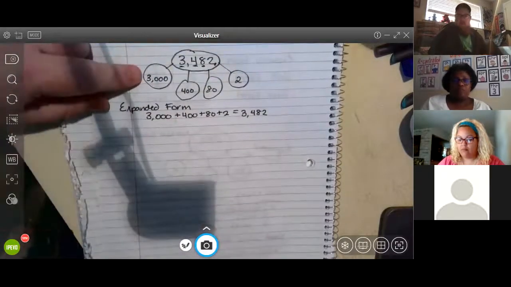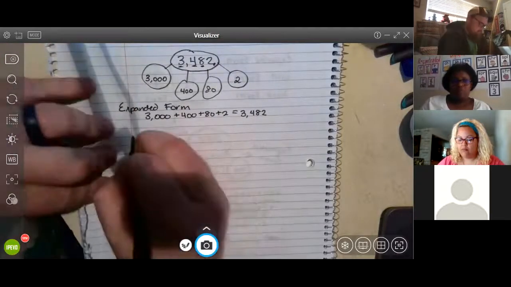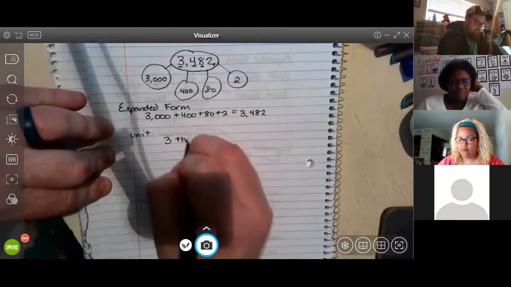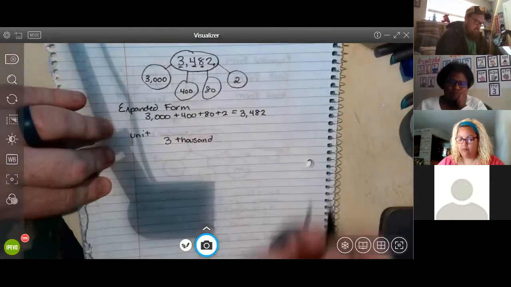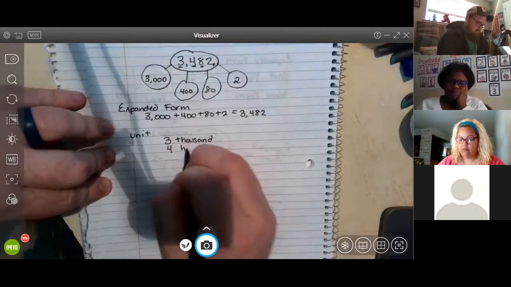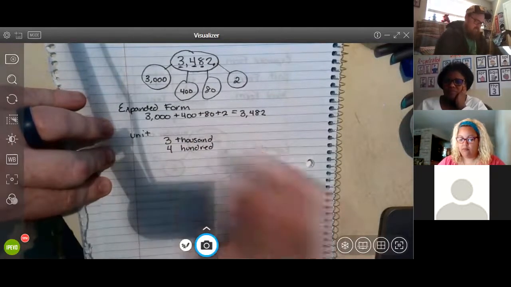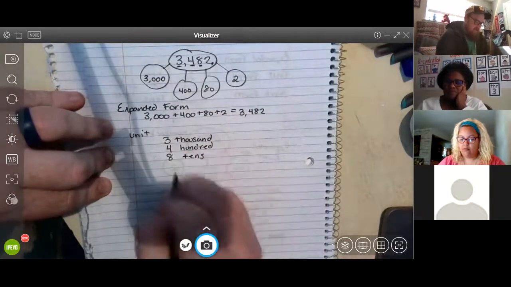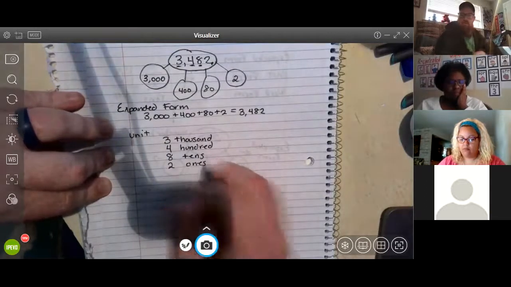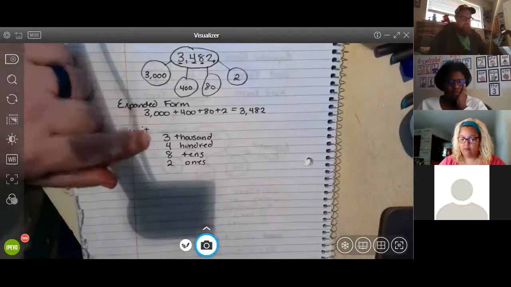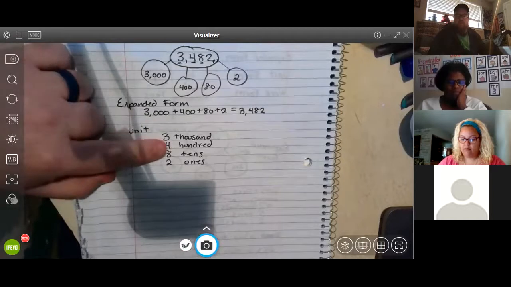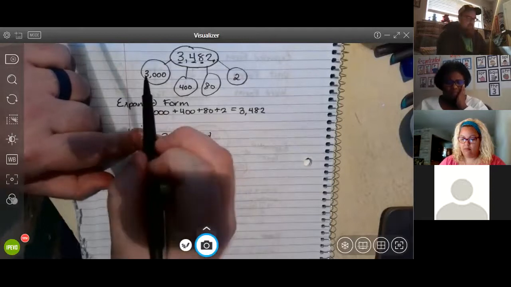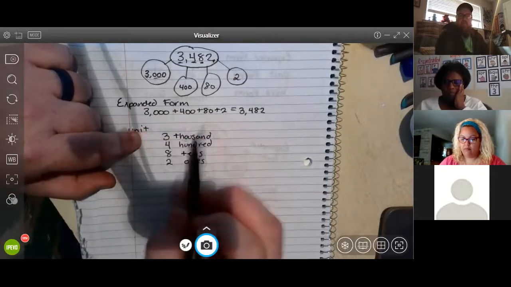Now we're going to take our expanded form and make our unit form. So that would be 3 thousands, 4 hundreds, 8 tens, and 2 ones. Again, when we see unit form, we're looking at the number plus the unit that it's in. We have a 3 in the thousands with zeros all behind it. That represents our unit.